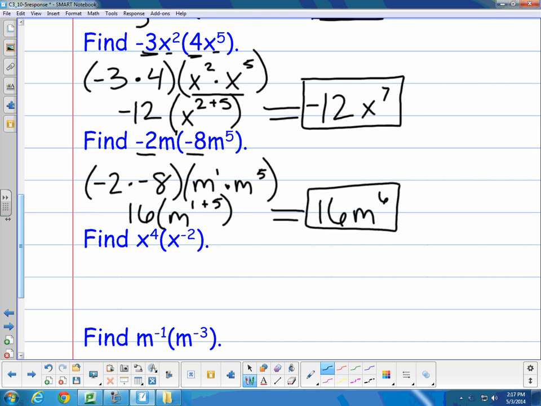So here I am. I'm going to finally simplify that to 16 times m to the sixth power. This isn't so bad. I kind of like this stuff. It's like finding the things that go together and putting them all in one piece until it's down and simplified to one nice piece instead of multiple. Okay?